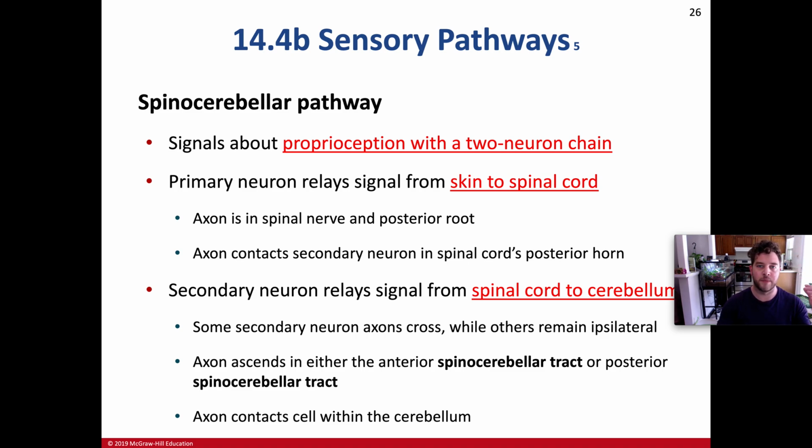We'll see that the motor tracts, the motor pathways, are going to start with cortico, relating to cortex, relating to the brain, and those are going to be the descending pathways. But if you see a pathway that's named spino something, that means it's an ascending sensory pathway. So spinocerebellar are talking about proprioception within a 2-neuron chain, not a 3-neuron, but 2-neuron chain. The primary one goes from the skin to the spinal cord, and the secondary goes from the spinal cord to the cerebellum. Some of those will cross, while some may be ipsilateral.